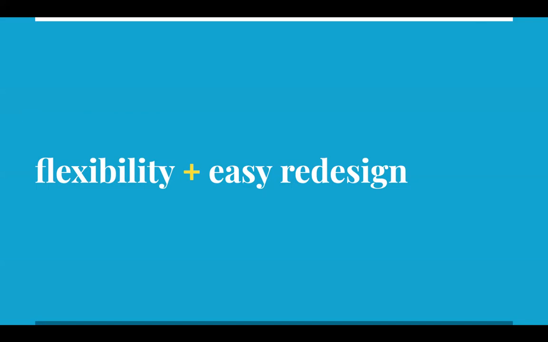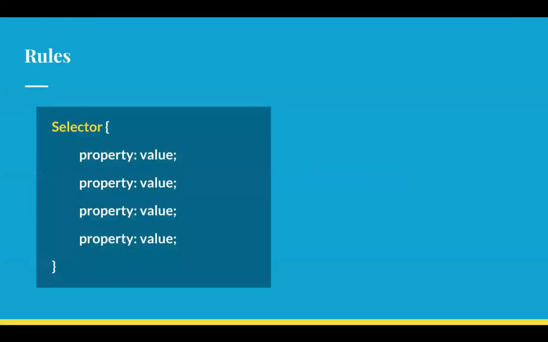CSS allows the designer to quickly change the look and feel of a site without changing any of the content or underlying structure. CSS consists of a set of rules, including selectors, and their associated declaration blocks. Declaration blocks are defined by curly brackets and contain properties and values.